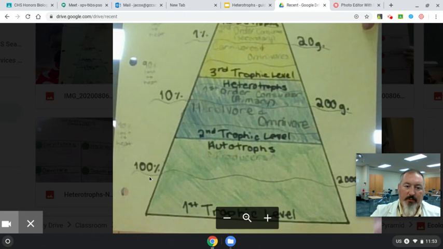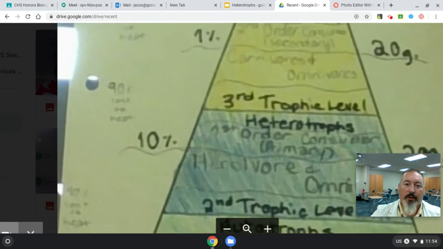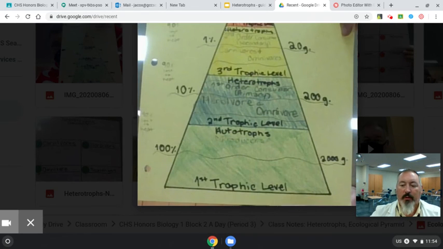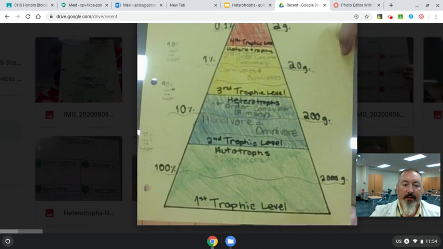On the side, you're going to put a little line and you're going to write 100. The next one, you're going to write 10. Then you're going to write 1. And at the top, you're going to write 0.1. So this is going to represent 100% of the energy available. 100% of the energy available is produced by these producers.